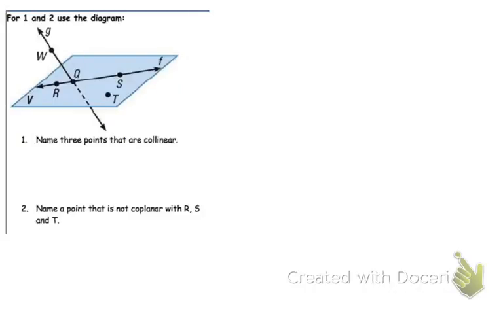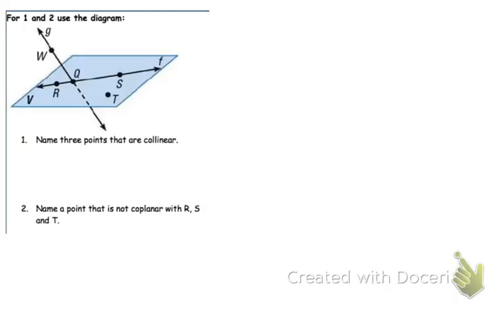Okay, for 1 and 2, use the diagram. So it looks like there's a plane, and that the plane is called V. There's a line called G, and then there's a line called F. And the first question is, name 3 points that are collinear.